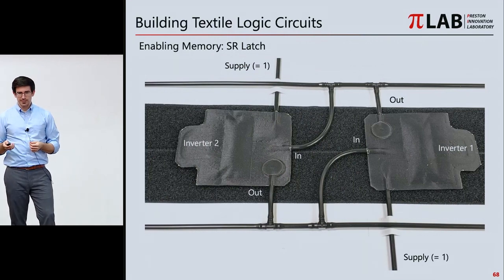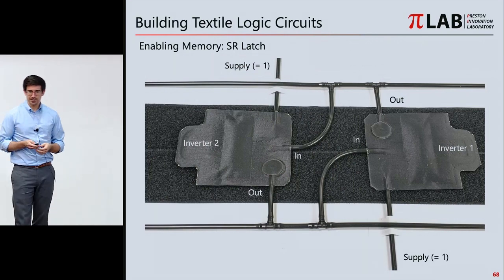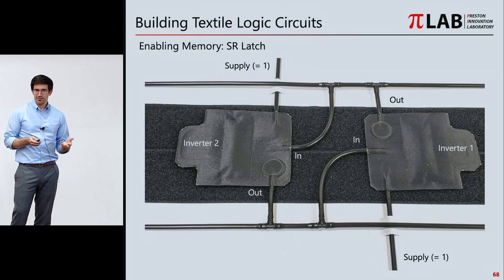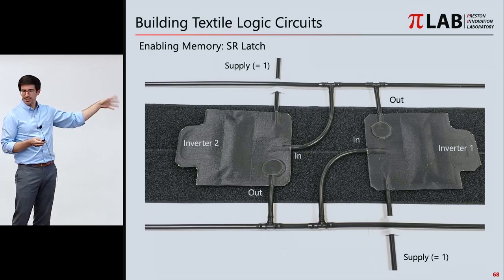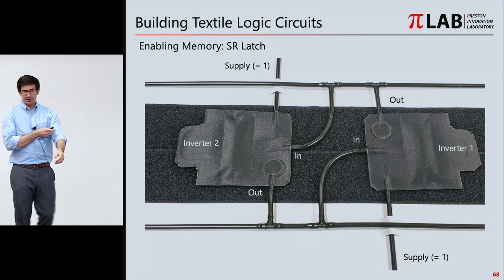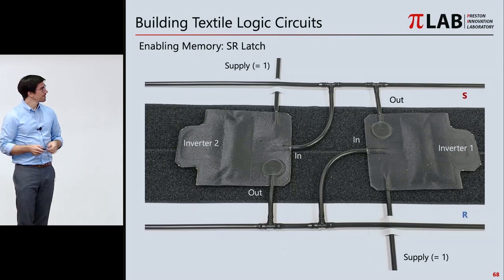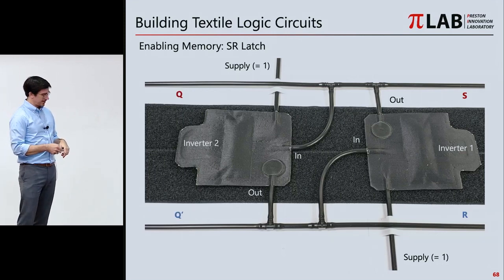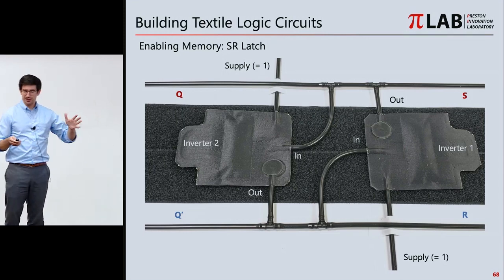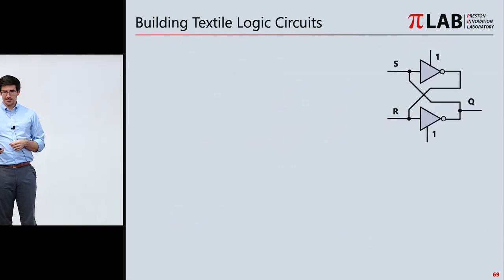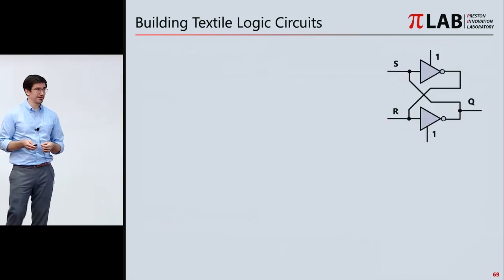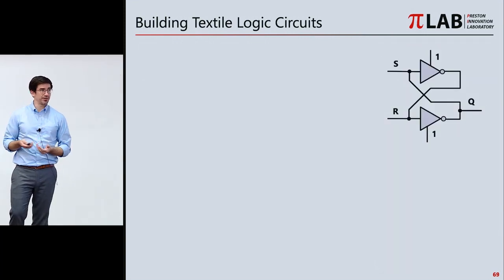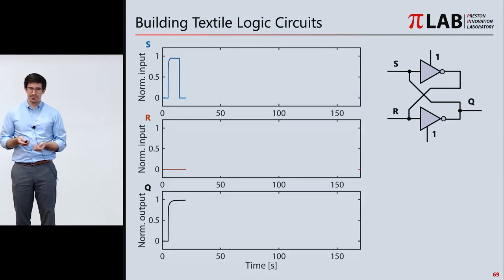One step further from that is to look at combining these for a bit of memory. So we have here what's called an SR, or set reset, latch. With the set reset latch, the inputs over here on the right either set or reset the bit of memory, and the outputs are Q for our bit of memory, and Q prime is just always the opposite of that. We cross-connect the inverters as shown here, and that gives us basically the feedback to enable this bit of memory. And the operation is going to be shown in these plots.